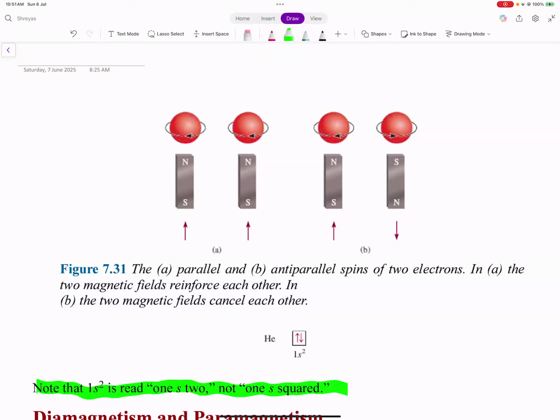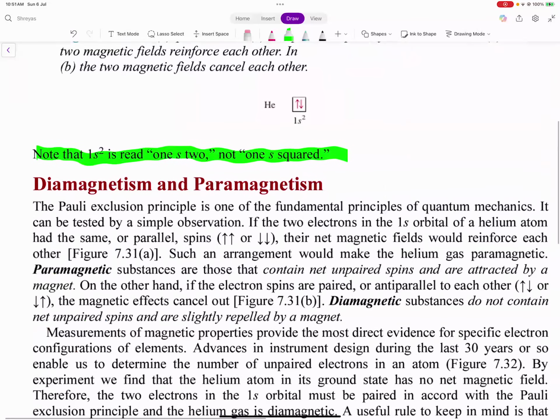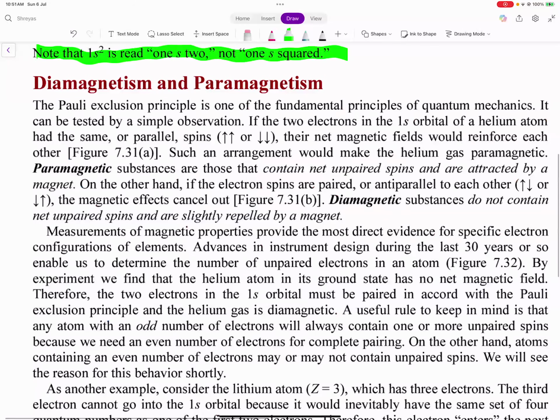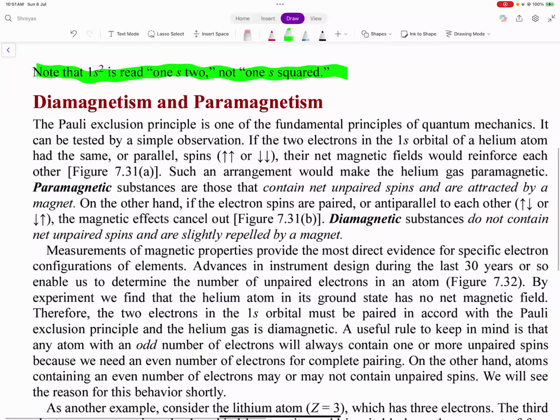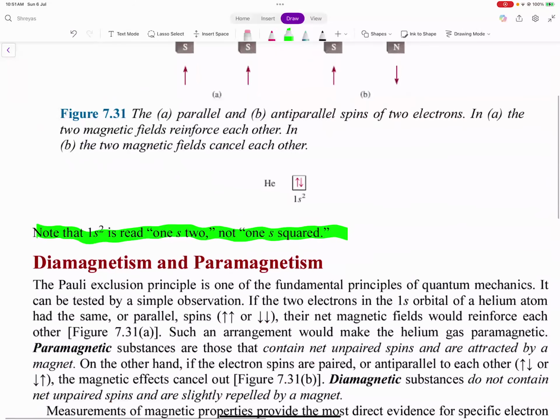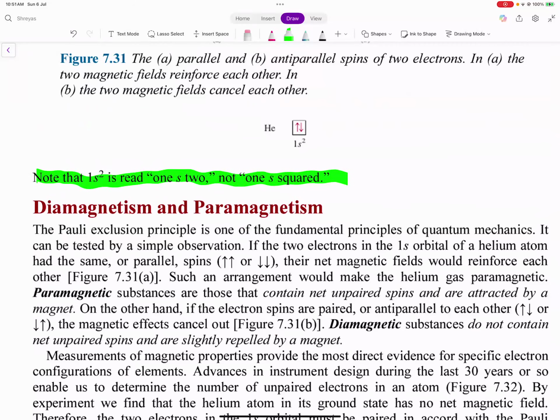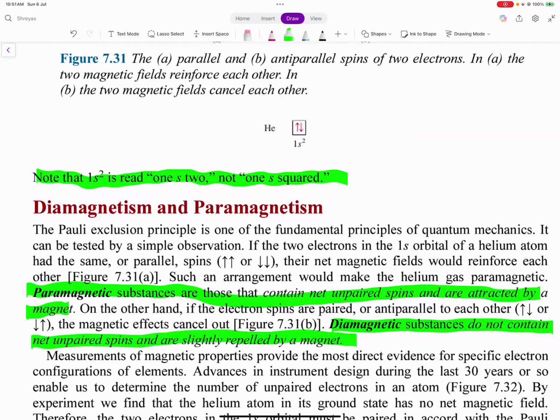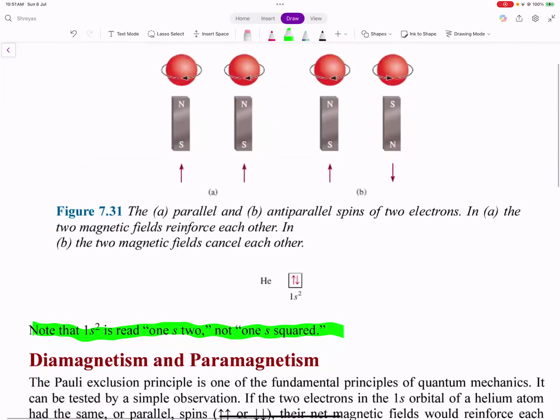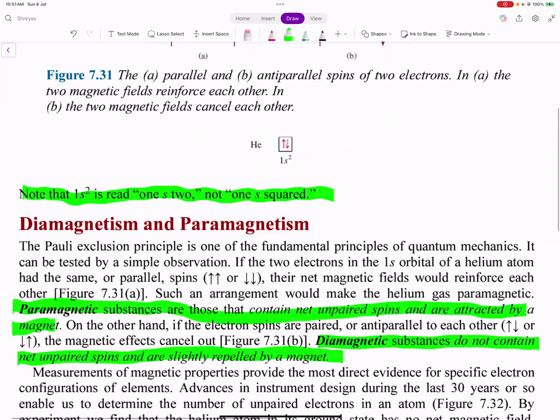We know that the spin quantum number does not have any classical analog. Paramagnetic substances have net unpaired electrons and are attracted by a magnet. Diamagnetic substances do not contain net unpaired spins and are slightly repelled by a magnet. So helium is diamagnetic, and hydrogen is paramagnetic.